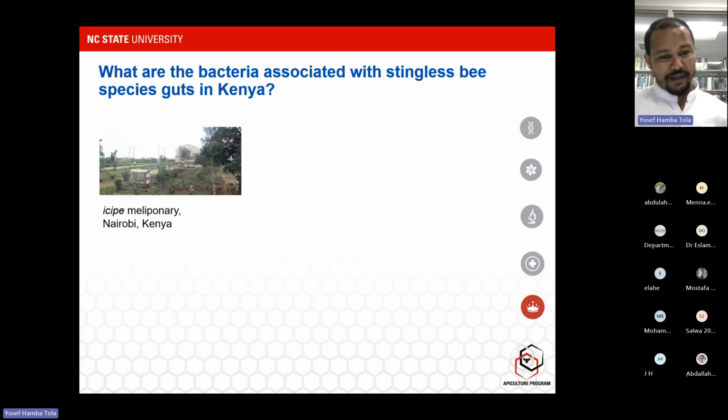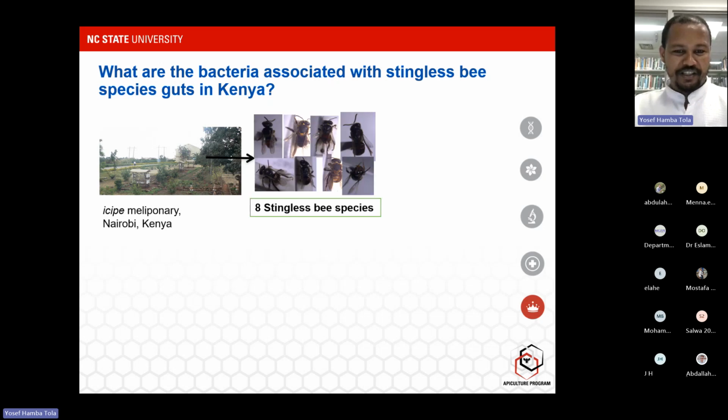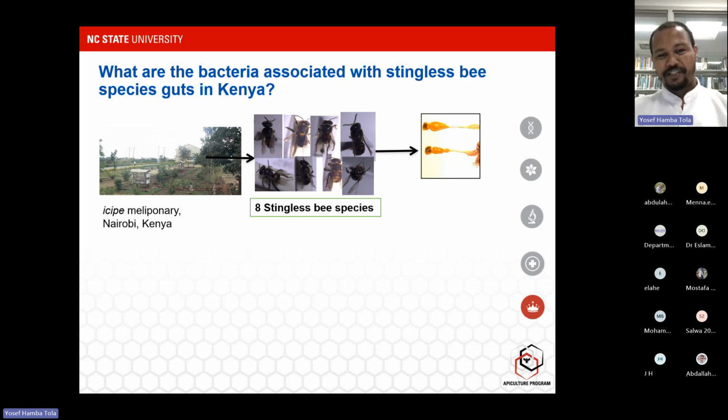For the sampling, we sampled stingless bee species from different parts of Kenya by our institution, and then we kept them in our apiary at our station in Icipe. So we have different species. For my experiments, I targeted 8 stingless bee species. They were kept here in this apiary for a minimum of about 6 months together, but they were collected from different origins, different sides of Kenya.